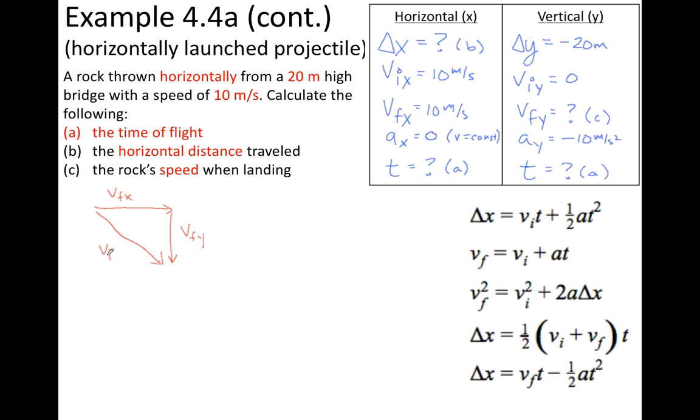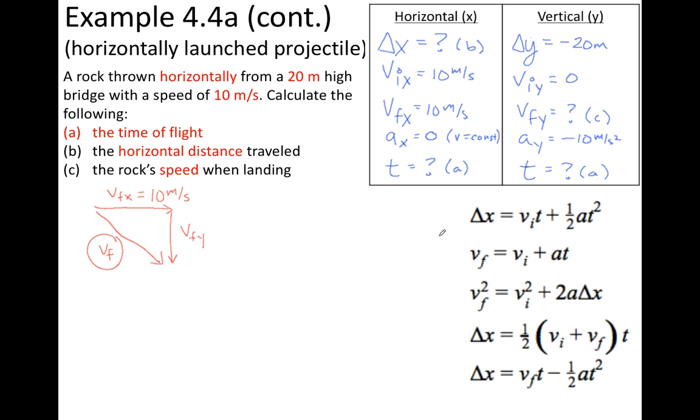And the magnitude of that final velocity is going to be our speed. This is what we are looking for. We're looking for the magnitude of the final velocity. So, as mentioned before, the velocity in the x direction is constant, so we know what that final x velocity is. It's the same as the initial x velocity, 10 meters per second. For the final y velocity, we're going to need to find that.